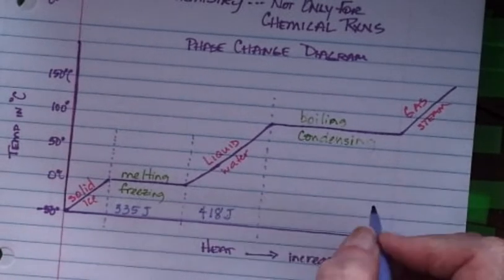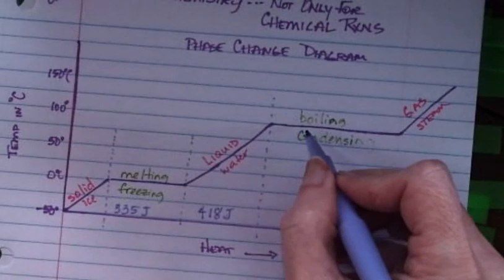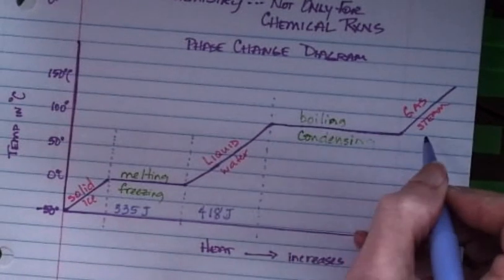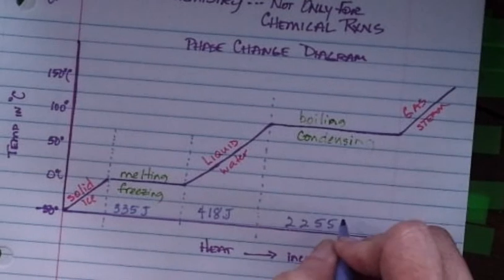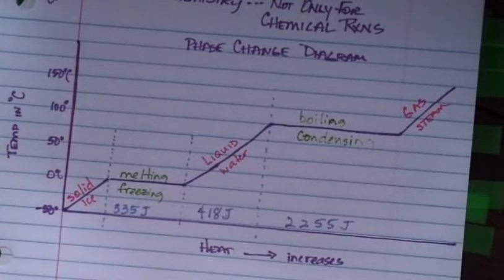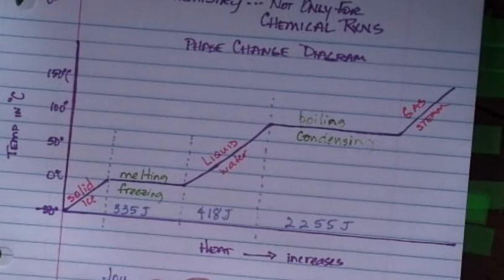and those are 418 joules. And then at this stage, to get that same amount of water to actually boil and change to a gas, we're going to have 2,255 joules of energy. Okay, so I'm using that word joule. And a joule is the unit of measurement for energy.